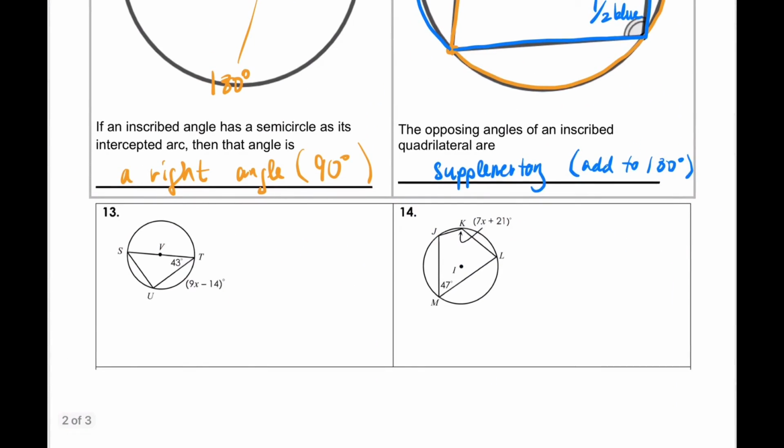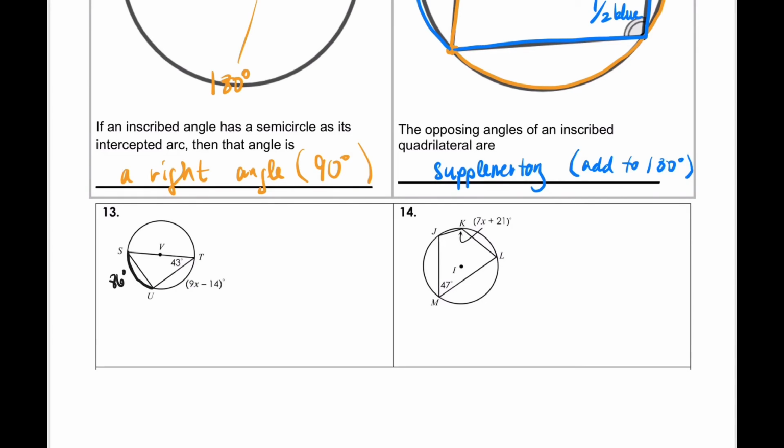Okay, so think about this in terms of what we were just talking about. If this angle is 43 degrees, and, well, actually, let me ask this first. I'm trying to find a value for x, right? If this angle is 43 degrees, then what is this arc here? It must be twice that. It must be 86 degrees.